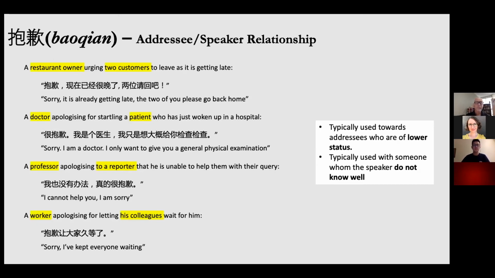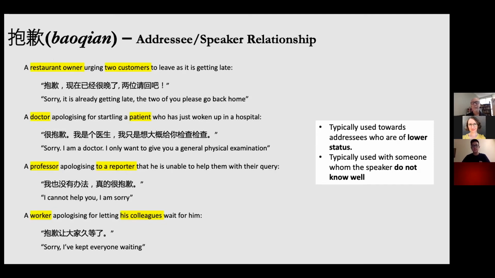In this case, we can see that 抱歉 is typically used towards addressees who are of a lower status, and typically towards someone whom the speaker does not know well. The addressee is possibly a stranger or someone we have only seen for the first time. This is interesting because 对不起 is typically used towards someone of a higher status, but 抱歉 is typically used towards addressees of a lower status.